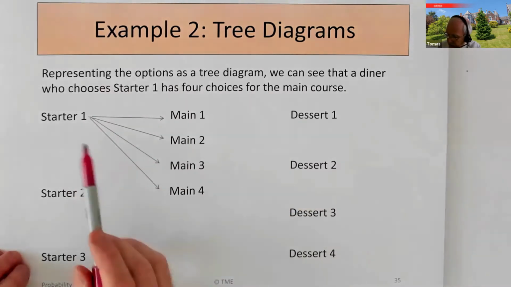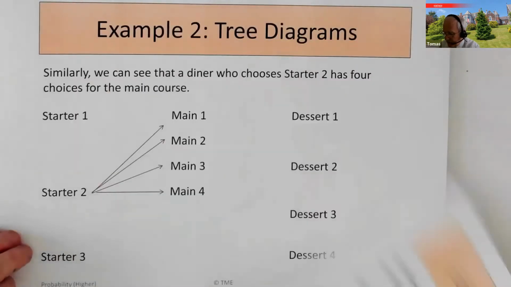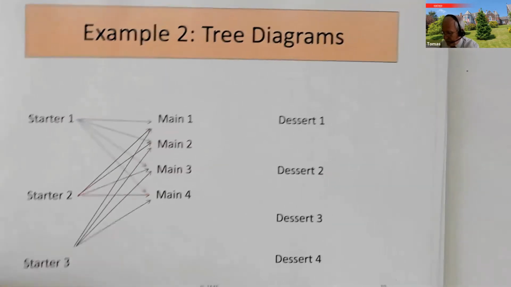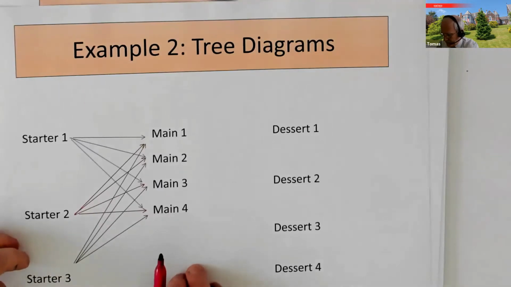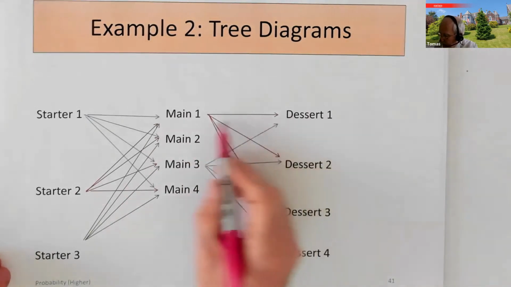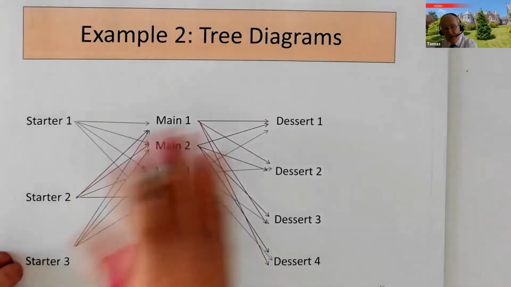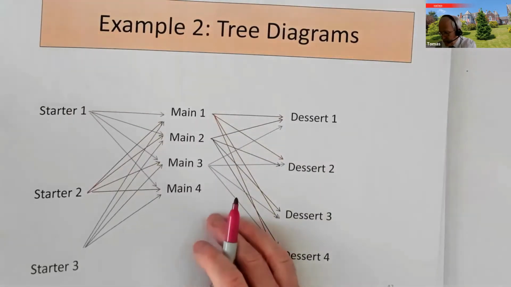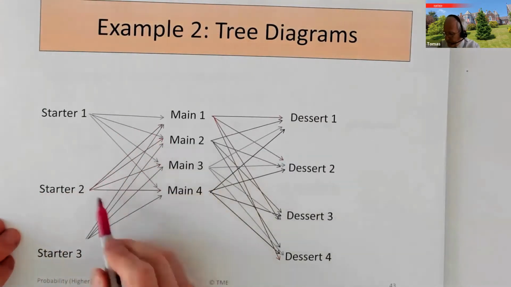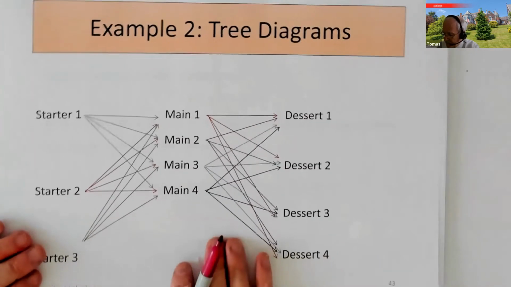Representing the options as a tree diagram, I could say with starter 1, I could go and choose any of the 4 mains. Similarly, I could do that with starter 2 or starter 3, etc. Then from main 1, I can go to pick dessert 1 or dessert 2 or dessert 3. So the whole thing becomes quite a lot of a network in the end. I'll just go to the end of these and I'll show that in the end you've got something like this. You've got a whole load of lines from starter 1, from starter 2, from starter 3, all the way to dessert 3. So the question is, how many different options are there?